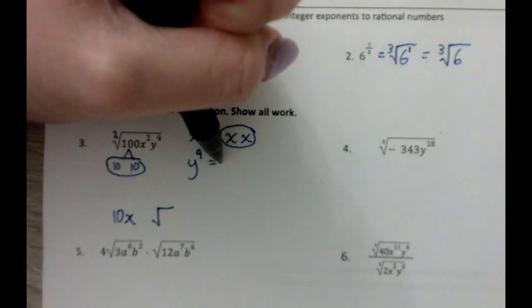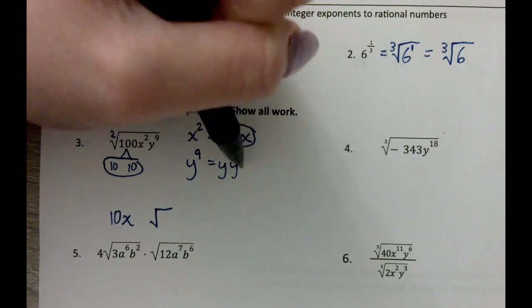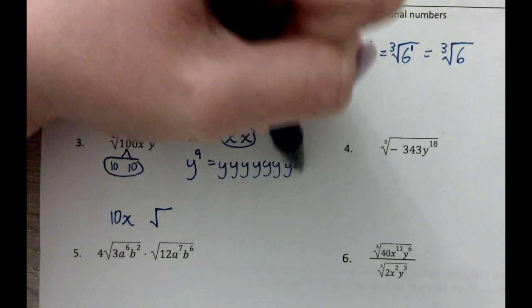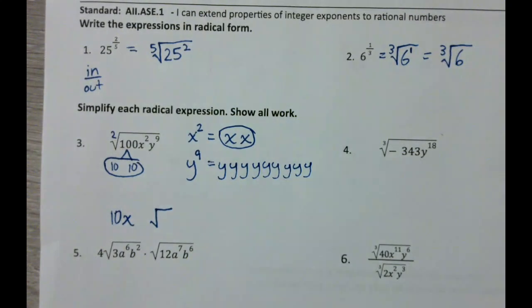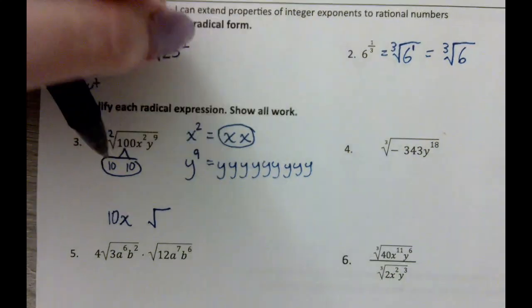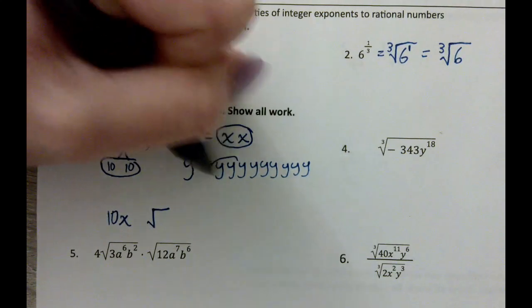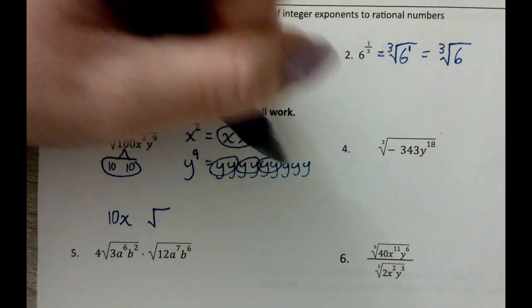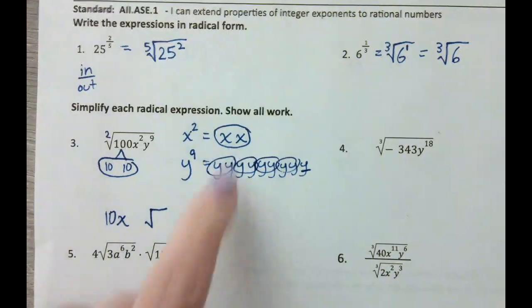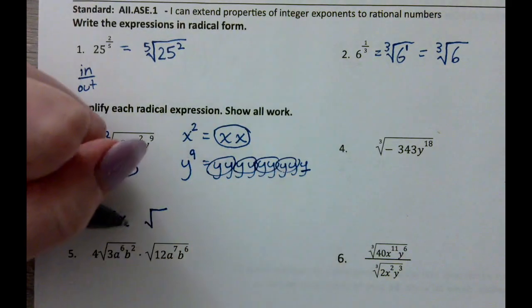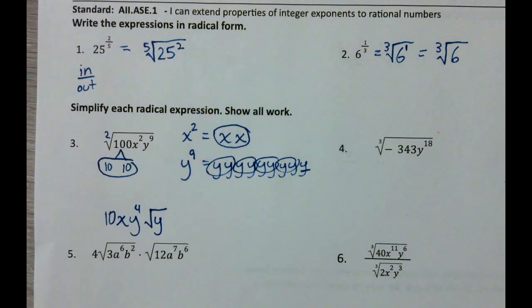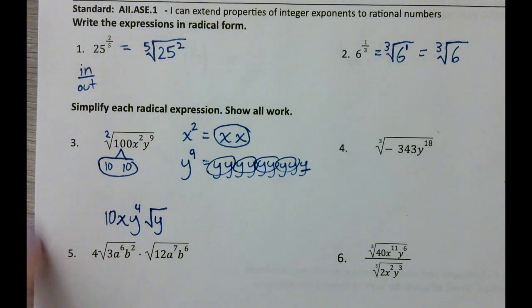So you can write out 9 y's: 1, 2, 3, 4, 5, 6, 7, 8, 9. Even 9, that was a little much. So you circle, you make groups of 2. Got 1, 2, 3, 4, and I got one guy left. So 4 y's come out. 1 stays under. And this is my final answer.